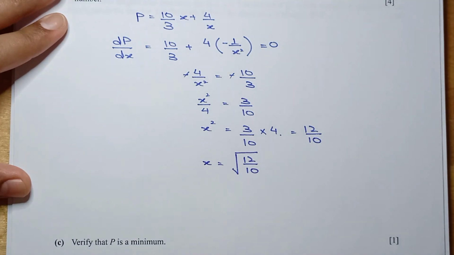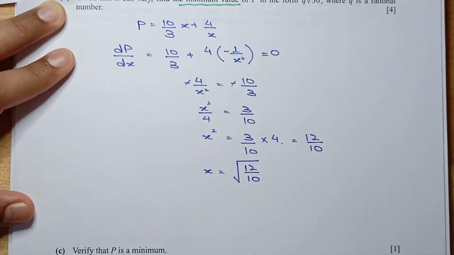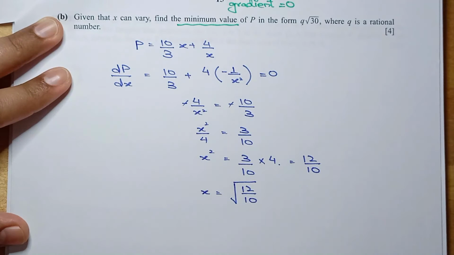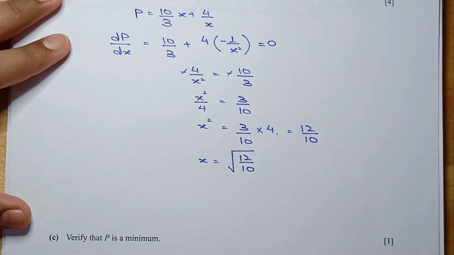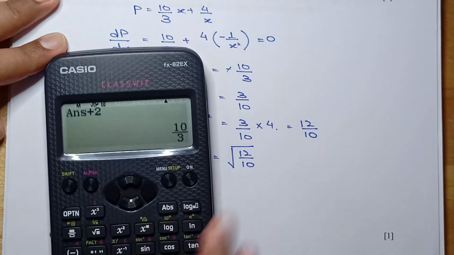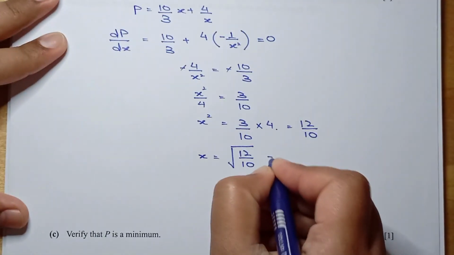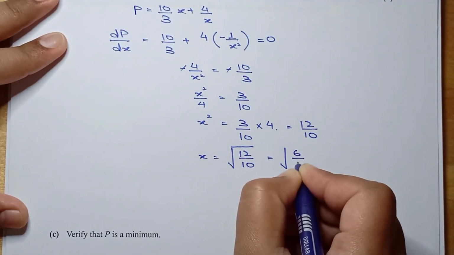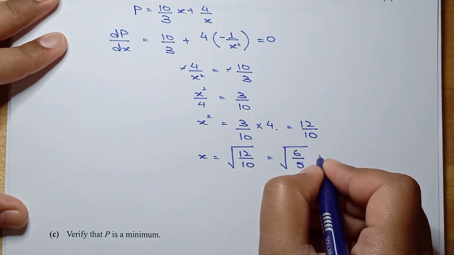But we need to find the x value in terms of a q, the square root of 30. How can we make it the square root of 30? So if we say 12 divided by 10, that is 6 by 5. So this is the square root of 6 by 5. 6 times 5 is 30.